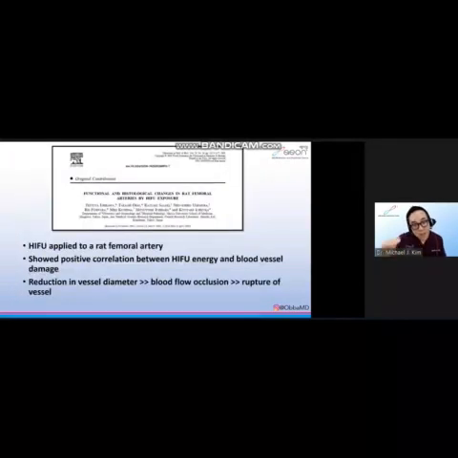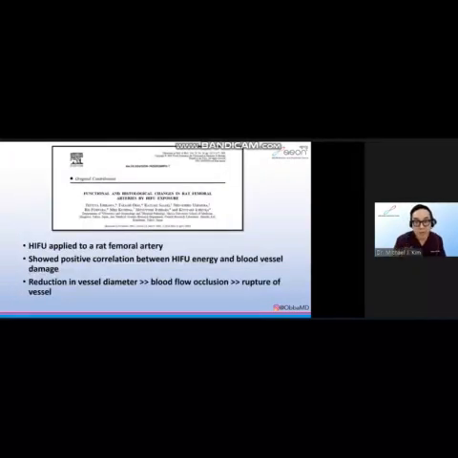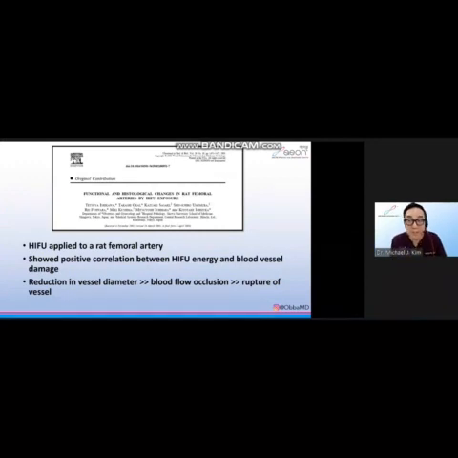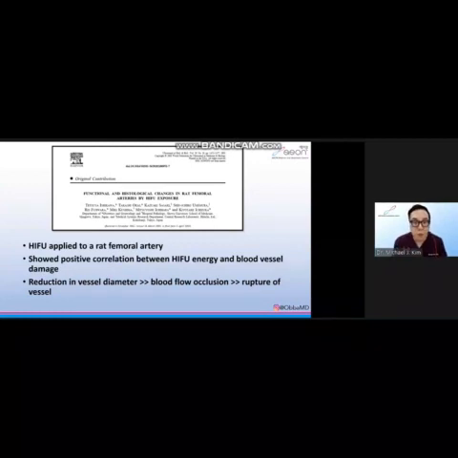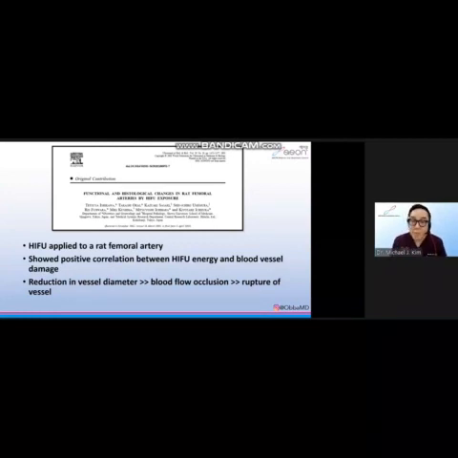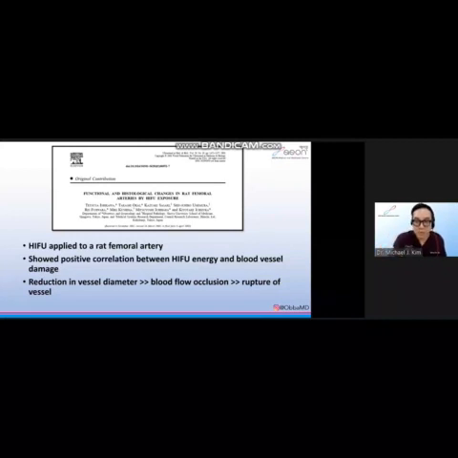And to dive a bit deeper on how HIFU, especially linear HIFU, can improve skin erythema, we can start with this study, which applied HIFU to a rat artery and showed a positive correlation between the HIFU energy and blood vessel damage. And as the energy increased, there was a reduction in vessel diameter, then occlusion of the blood flow, and then rupture of the blood vessel.